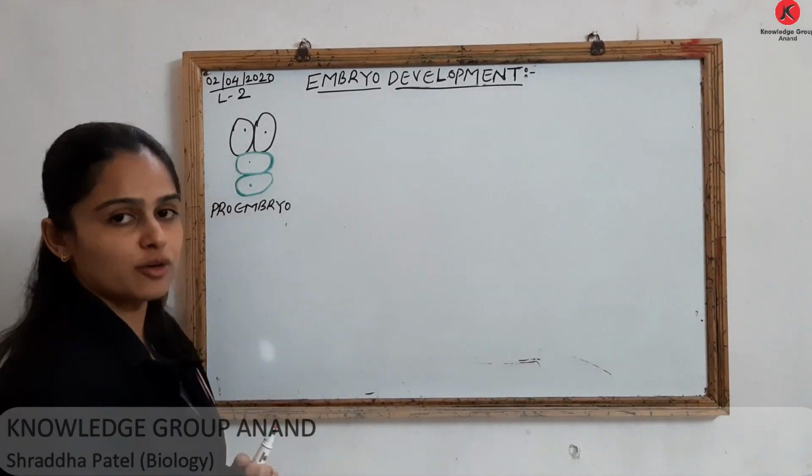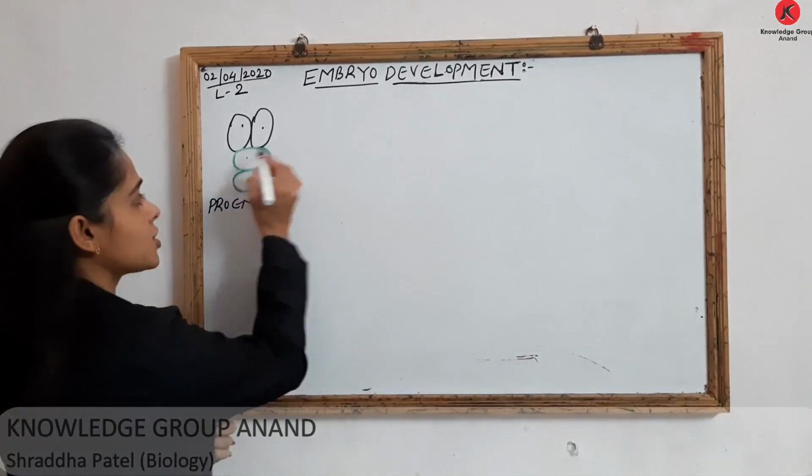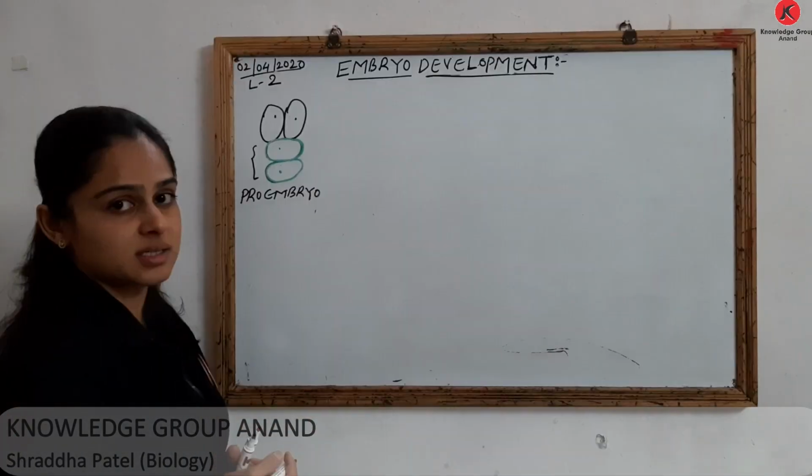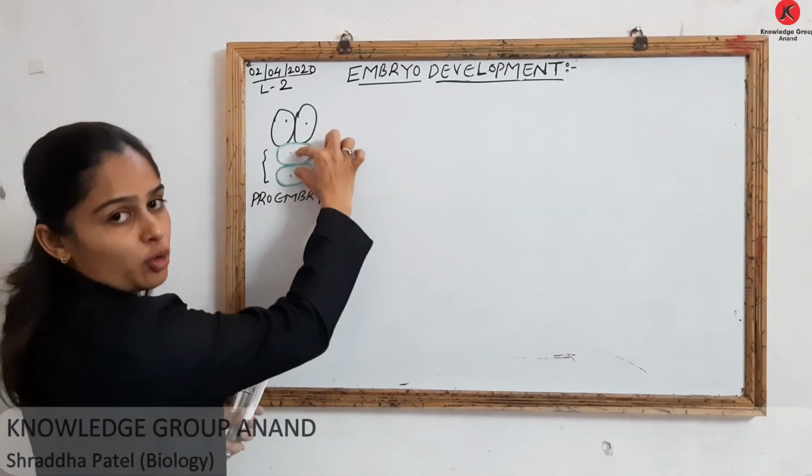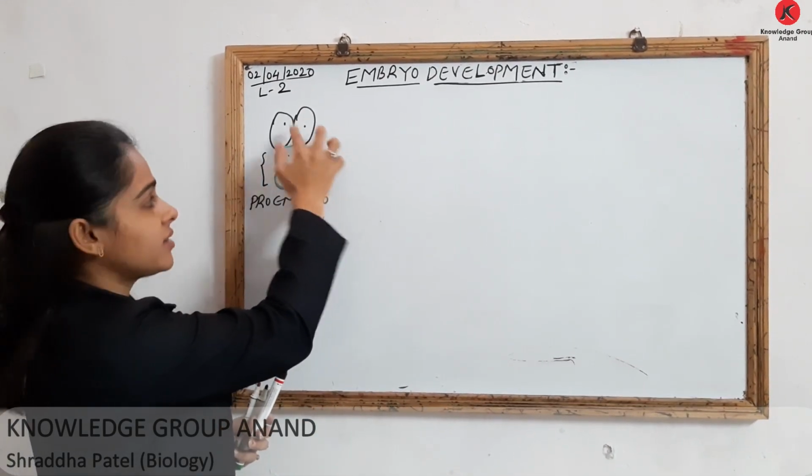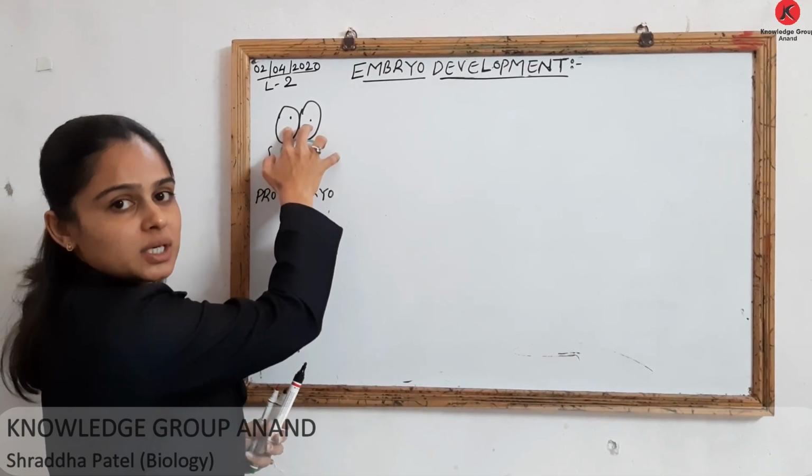Okay, so this is the structure of your pro-embryo. Now I am focusing on these basal cells. First, I am focusing on this basal cell, right? Then we will talk about this terminal cell.